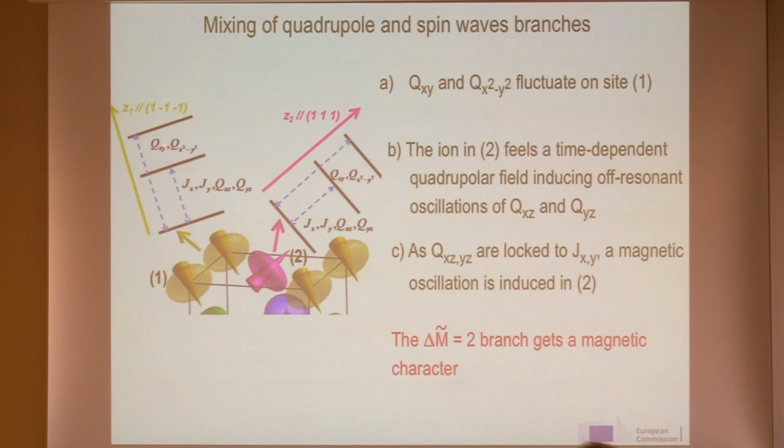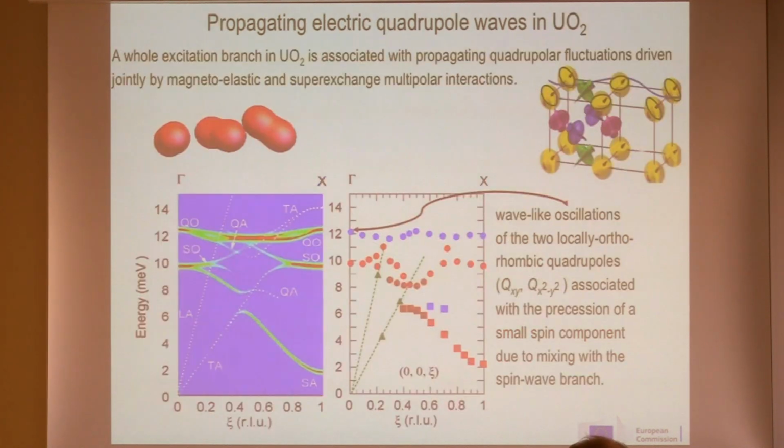And then the quadrupole excitations, the oscillation of these 2 objects, will induce a spin wave. So the quadrupolar branch here is accompanied by an excitation with magnetic character that will have the same dispersion as the quadrupolar one. And this is why we are able to observe with neutrons excitations corresponding to this branch.